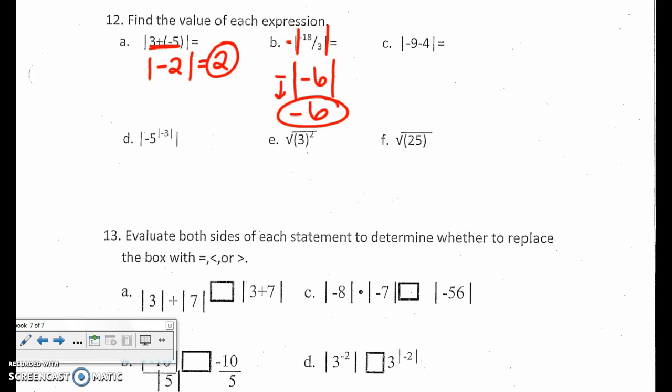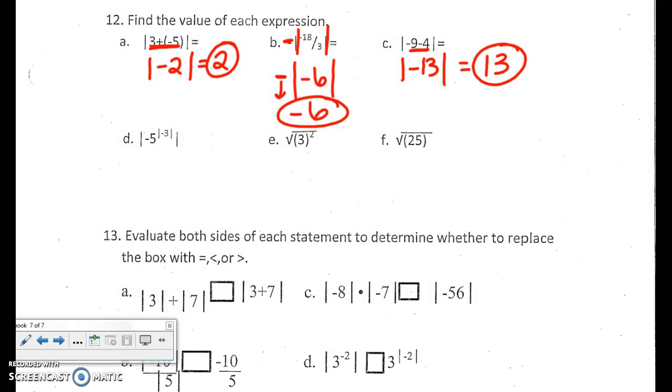Okay, and then C is very similar to letter A, where we're going to do the inside first. So we get -13 on the inside. And how far away is -13 from 0? Well, 13 units. Remember, distance is always positive. Always, always, always positive. We ended up with a negative answer because our negative was on the outside of our absolute value for B.